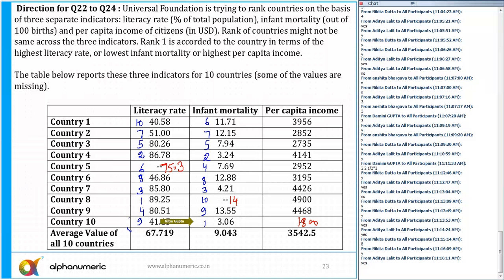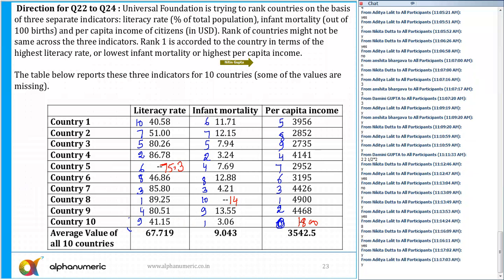And per capita income, highest per capita income is rank 1. So you'll get the rank like this: 5, 8, 9, 4, 7, 6, 3, 1, 2, and 0. Is that clear to all of you?